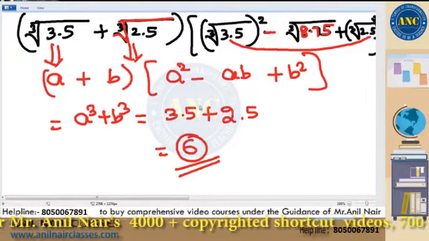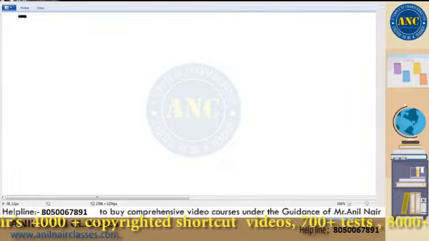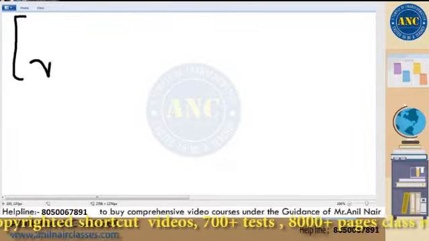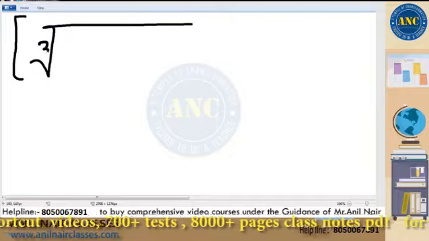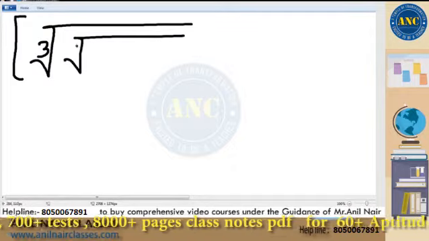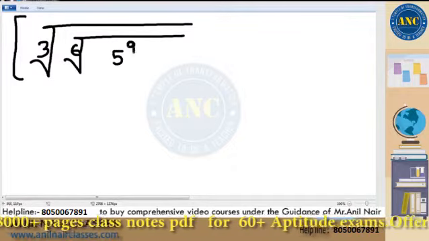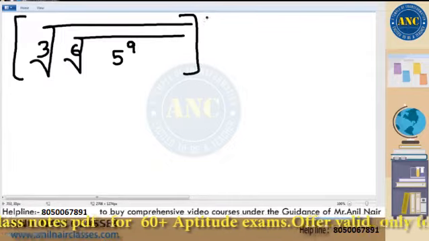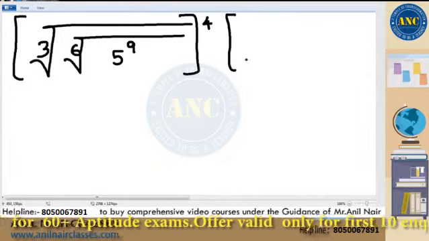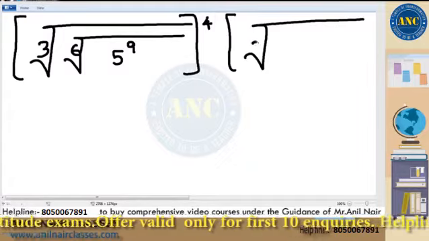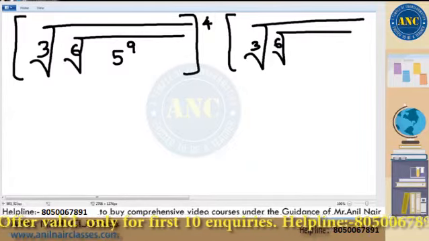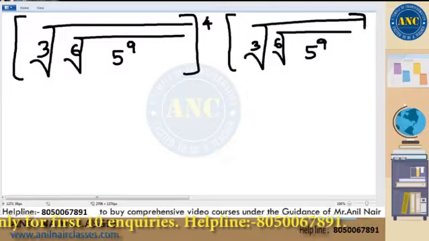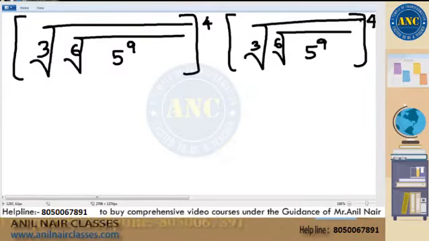Suppose your question is, beautiful question: cube root of 6th root of 5 power 9 whole power 4, and the same term is written once again, cube root of 6th root of 5 power 9 whole power 4. Find the value of this expression is your question. I need to find the value of this expression.